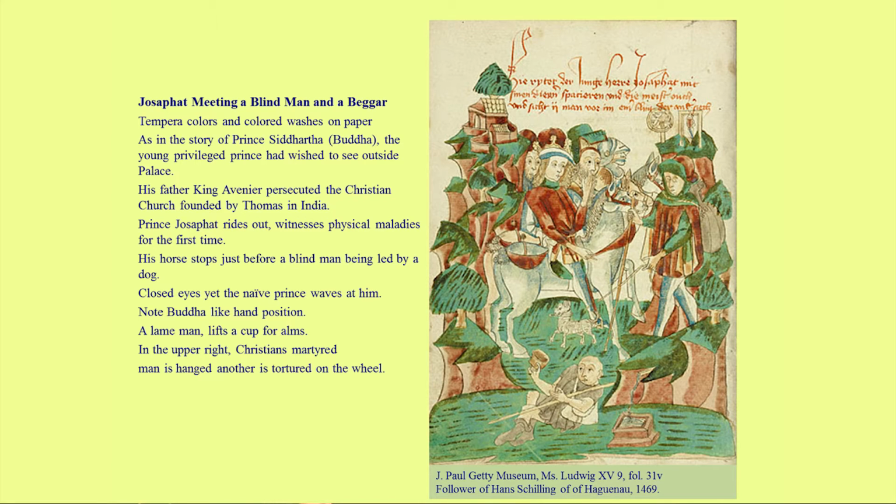Now, why would Josaphat be waving at a blind person? Because he's never been outside the castle. He had no understanding of what blindness or the world was about. We know this guy's blind because his eyes are closed. He's got his stick. He's got his little dog, his little terrier dog leading him along.